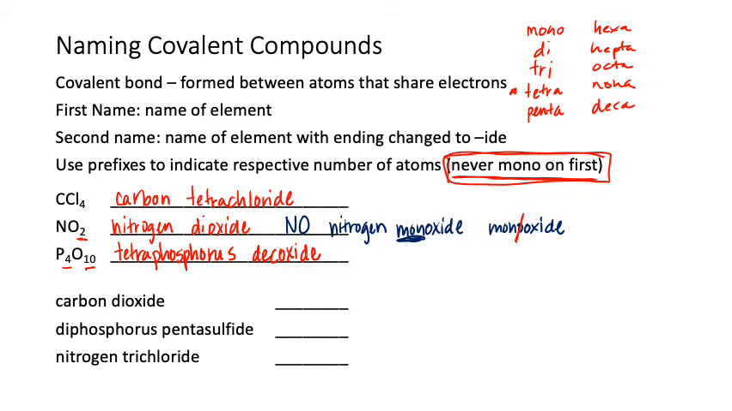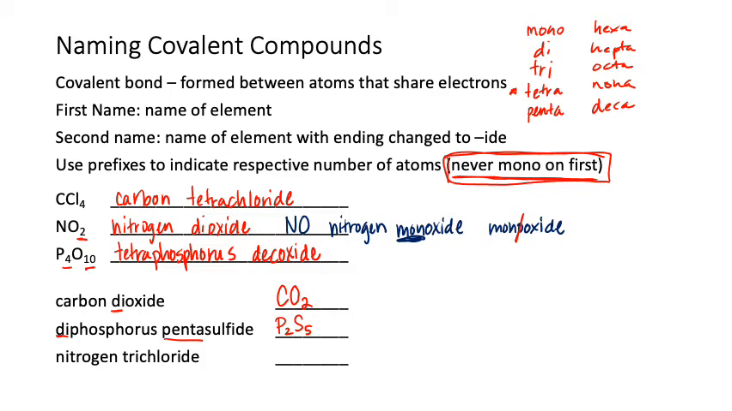Now let's go from the name to the formula. So carbon, there's no prefix here, so that indicates 1. So this is going to be carbon dioxide. There's 2 oxygens, so that's going to be CO2. Then we have diphosphorus pentasulfide. Di is 2, so it's going to be P2. Penta, that's like 5, like the pentagon, so S5, P2S5.